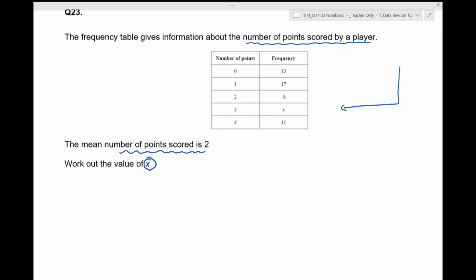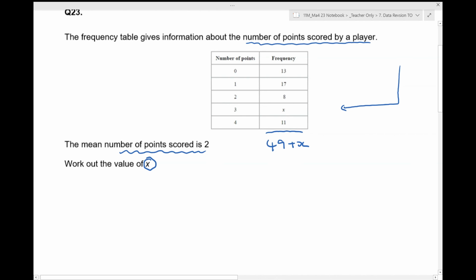Now, I'm going to work out, first of all, how many games the player played in by adding up the frequencies. 13 and 17 is 30, 38. 13, 17, 38 plus 11, 49 plus x. That's how many games the player played in.